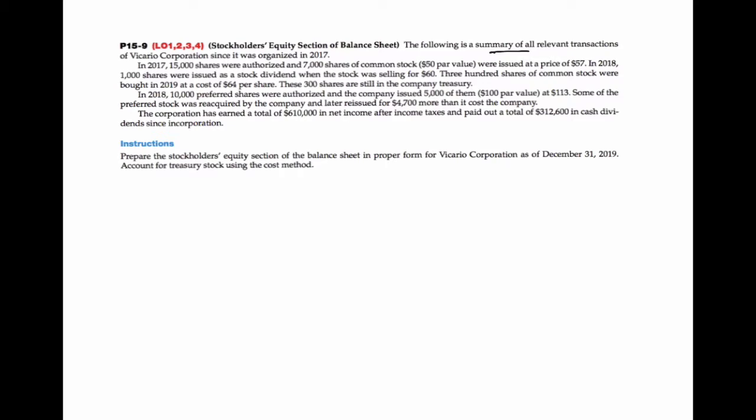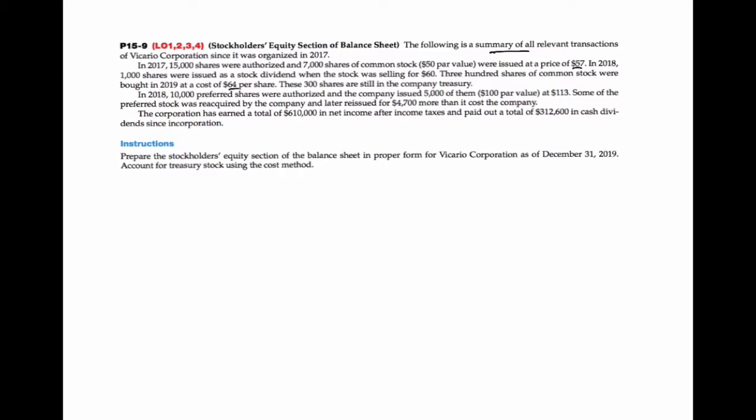7,000 shares of common stock at $50 par value were issued at a price of $57. In 2018, 1,000 shares were issued as a stock dividend when the stock was selling for $60 per share. 300 shares of common stock were bought in 2019 at a cost of $64 per share. These 300 shares are still in the company treasury.